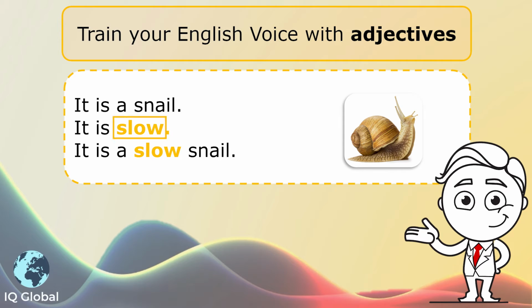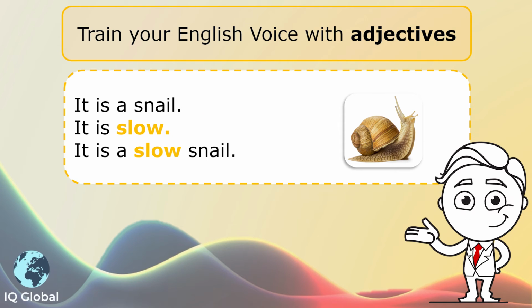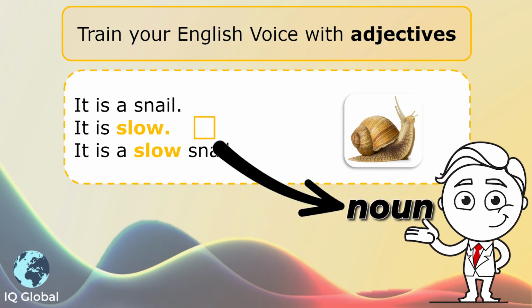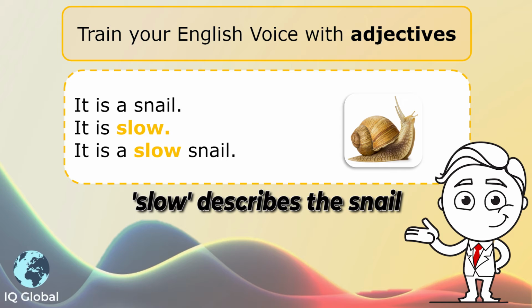Now that word slow is the adjective because it is describing the snail, which is the noun. And in this sentence, it will be the noun because we know that it is the snail. Sentence 3. It is a slow snail. Now we have the word snail, which is the noun, and the word slow describes that noun. Slow is the adjective.